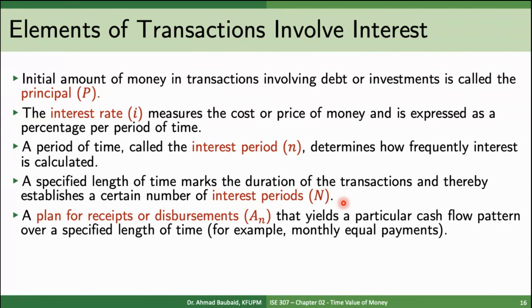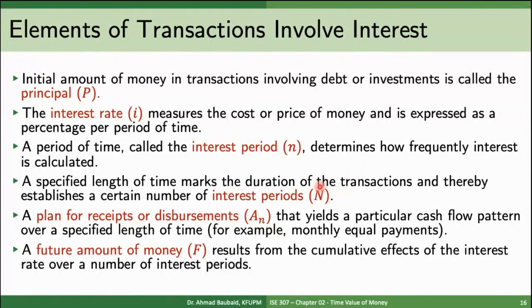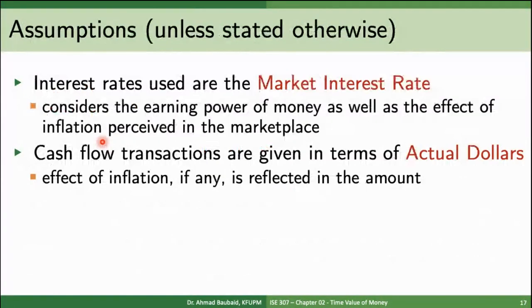And then A sub n is basically telling you at each point in time, or at each time period n, what sort of amount is coming into your account or is leaving your account. And finally, the future amount of money is the value of the principal, for example, after it accumulates interest for a certain number of interest periods where the interest rate is little i.